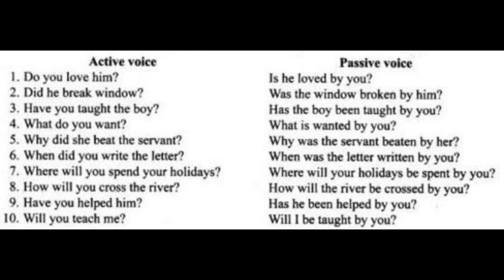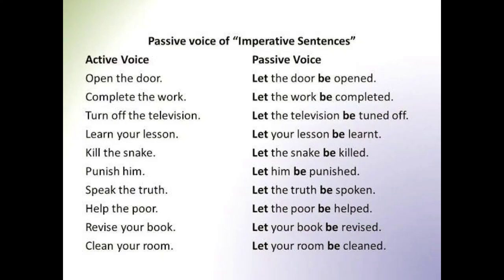So, this is the way you need to change the sentences in interrogative from active to passive, children. Children, let's see some examples for imperative sentence conversion of active to passive. Open the door. In passive, let the door be opened. Complete the work. Let the work be completed. Turn off the television. Let the television be turned off. Learn your lesson. Let your lesson be learnt. Learn, verb 3 form is learnt. Kill the snake. Let the snake be killed.